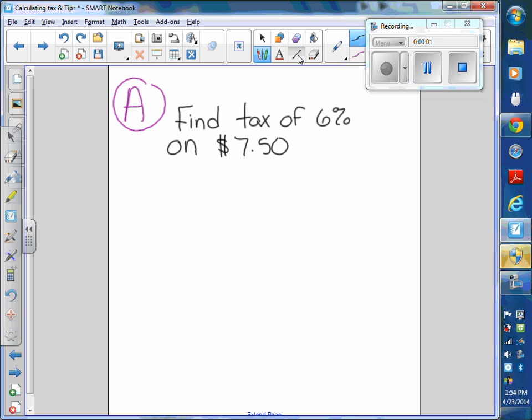Tip thing here with the ratio table. Like we just talked about, you're going to put your percent and your total. If you have a bill of $7.50, that's your total bill. So you're going to start with your total bill and say that's 100% of your cost. Okay?